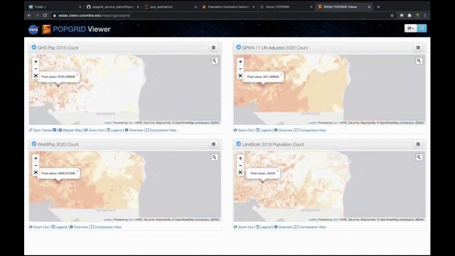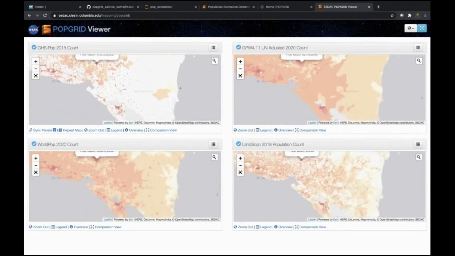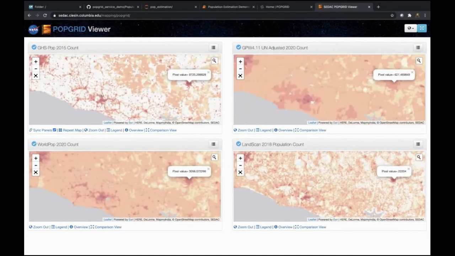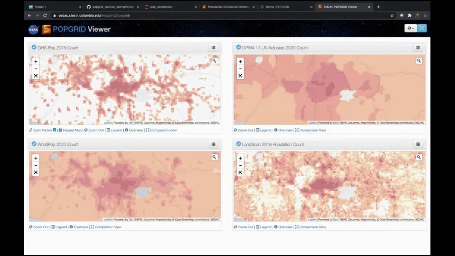And you can, of course, like I said, switch these out, and pan and zoom around and look at the population data anywhere, and even zoom in pretty close to see how the distribution varies, and see the limits of something like GPW based solely on census data. It starts to look just like the census units versus GHS or World Pop or Landscan.